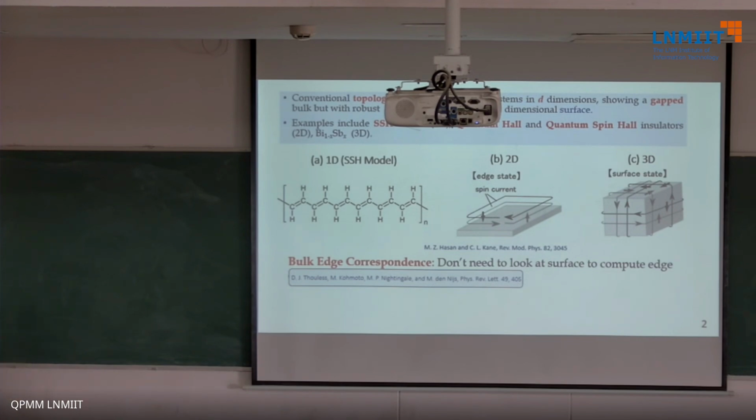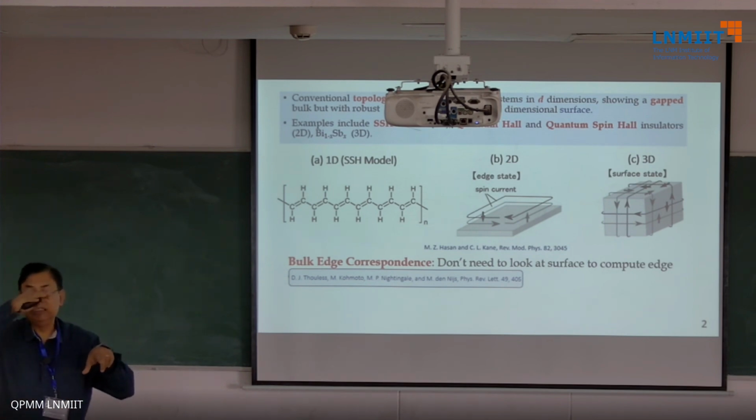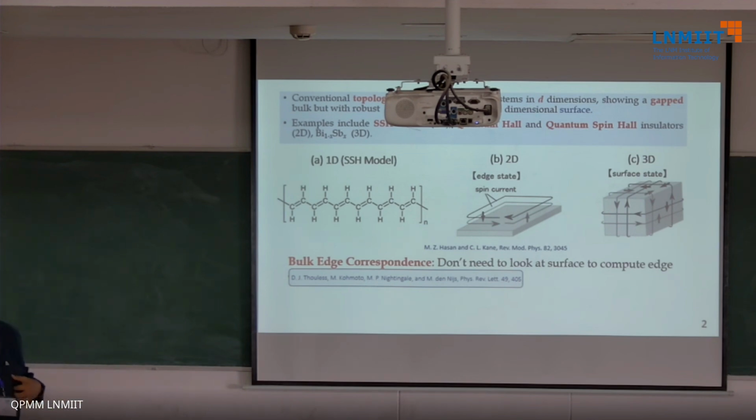And this is called the bulk-edge correspondence. It was given by Thouless, Kohmoto, Nightingale, and den Nijs, who also conjectured that these plateaus you see in the quantum Hall case are actually topological invariants. And this is the way you calculate it.